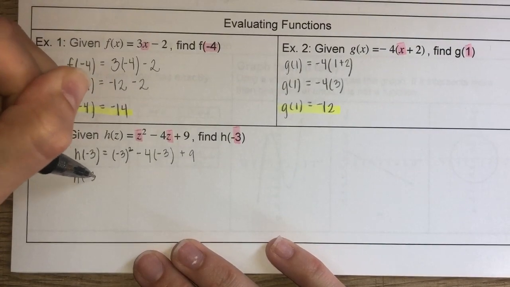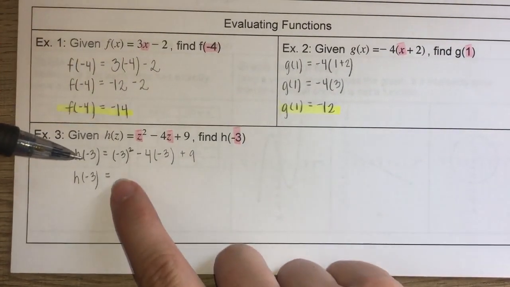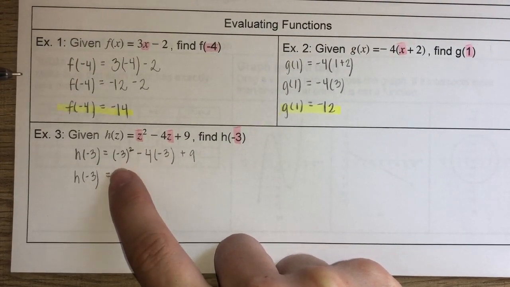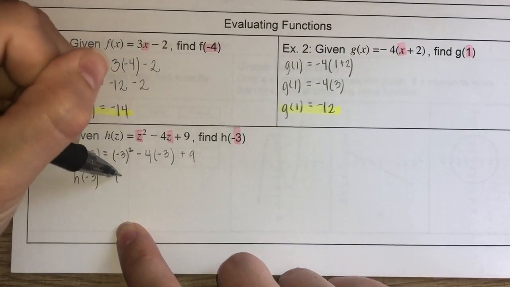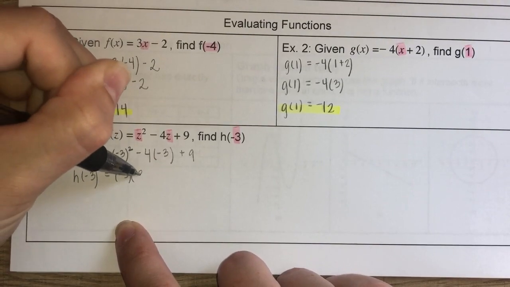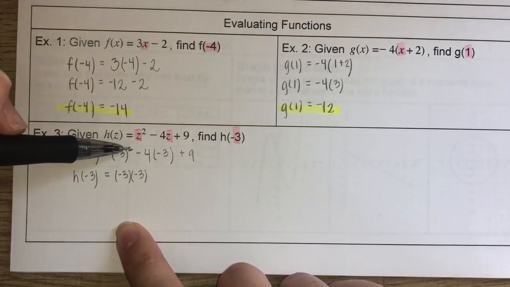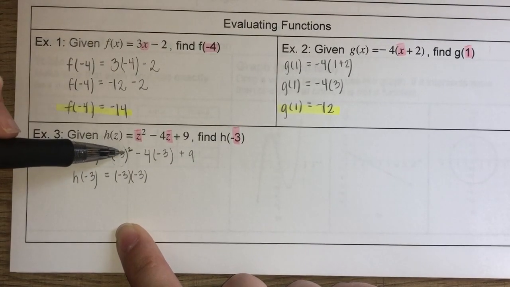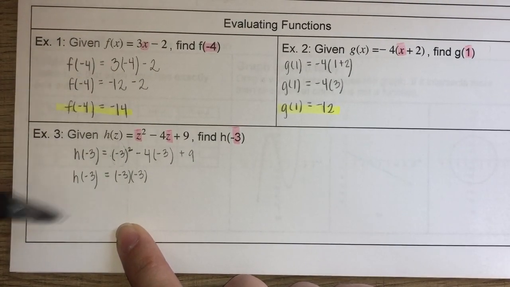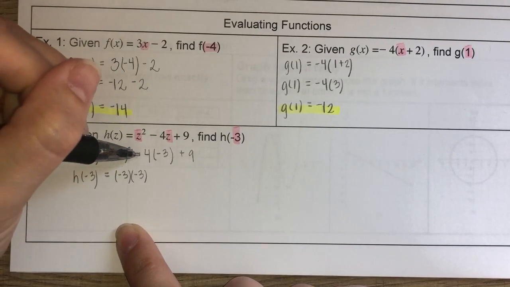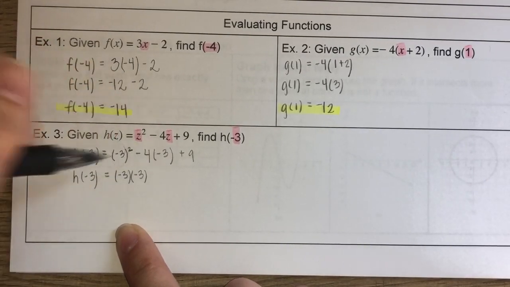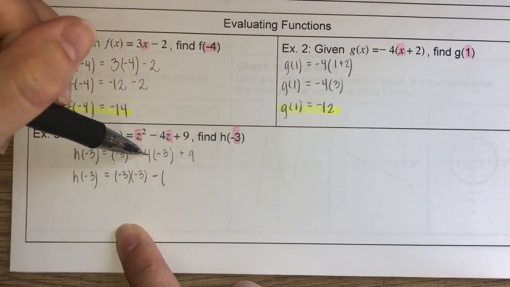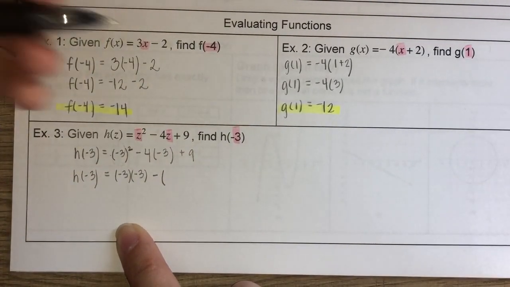So h of negative 3 equals negative 3 squared, which means negative 3 times negative 3. So the number multiplied by itself twice. That's what an exponent is. So this negative 3 to the second power means negative 3 times itself. And then minus 4 times negative 3. So that's like minus 4 times negative 3, which is negative 12.